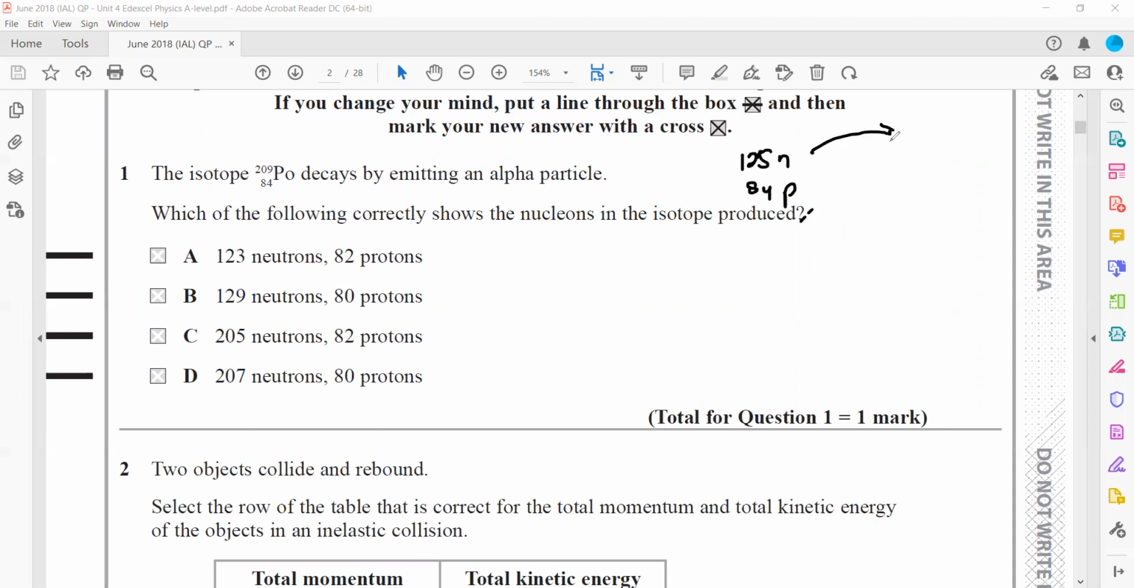But when an alpha particle is emitted, the neutron number decreases by 2 and the proton number also decreases by 2. So this will become 123 and this will become 82. So A will be the right answer. If it was the nucleon number, then C would be the right answer. But as you can see, it's not the nucleon number. They asked about neutrons and protons.